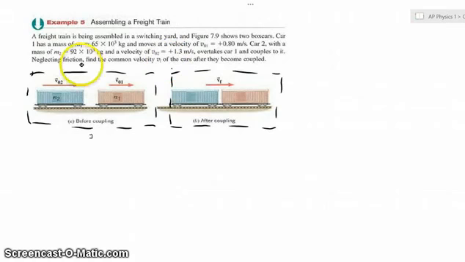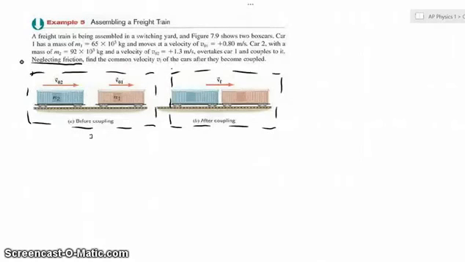They tell us to neglect friction, so we're going to ignore that, and the only other external forces we need to worry about would be gravity and the normal force. And since this is rolling on a level surface, we know those are going to cancel each other out. So the net external force acting on the system is 0.